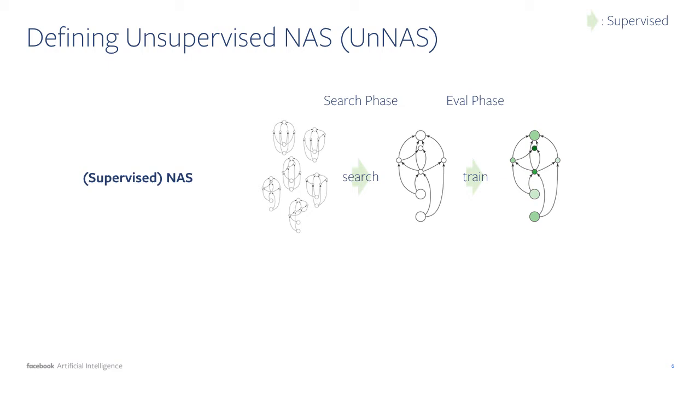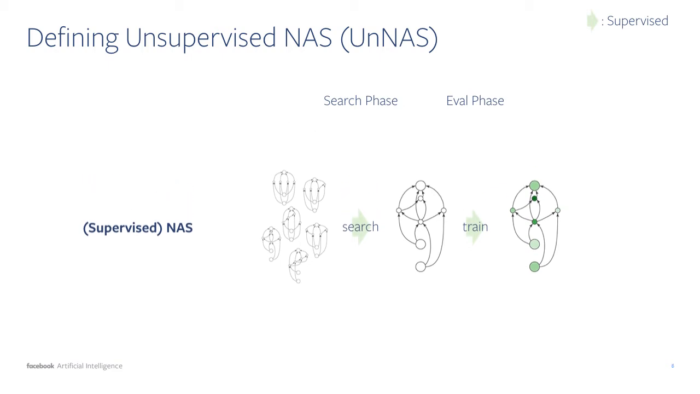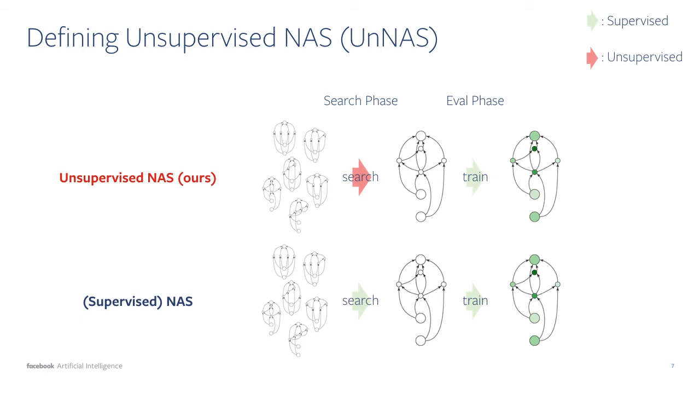So what is different in our unsupervised NAS setting, or UNNAS for short? In UNNAS, the search phase is not allowed to use any human annotated labels, but the evaluation phase is still supervised. This is to say, after we have identified an architecture without using labels, we still train it on, for example, ImageNet classification to assess its quality just like before. So using the labels during the evaluation phase does not conflict with the definition of UNNAS.